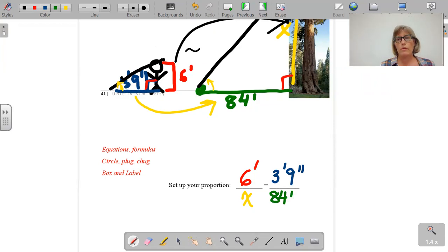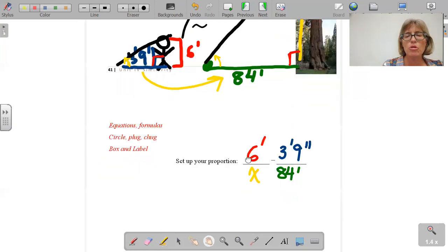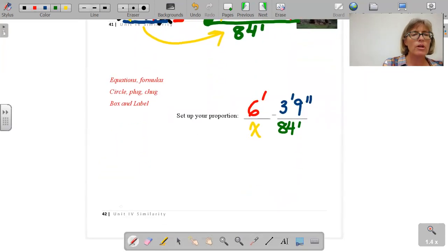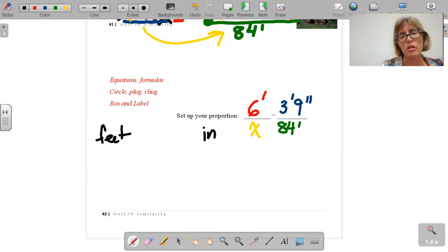We got an issue here. We have a discrepancy in units. We have feet and inches, and you cannot have mixed units. We already talked about that. So I'm going to show you how to set these both up. In one style, we are going to go all into feet. Another style, we're going to go all into inches. You're going to get the same answer regardless, but I want you to see both styles. So here we go.